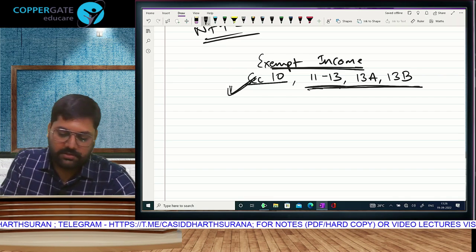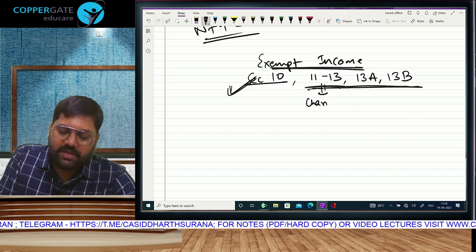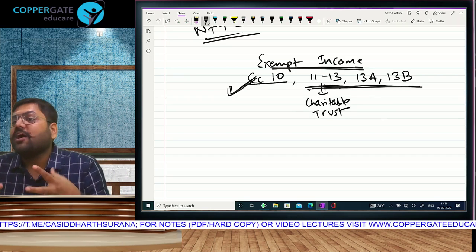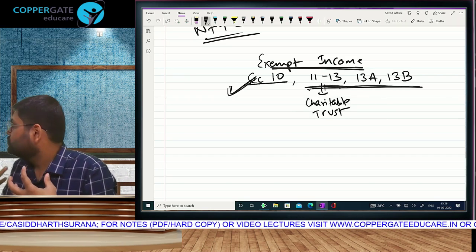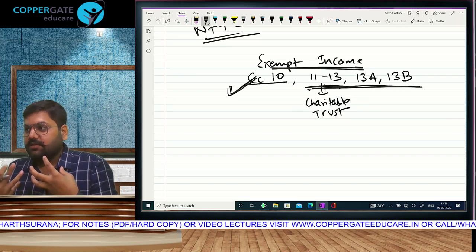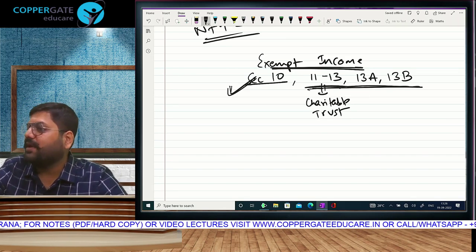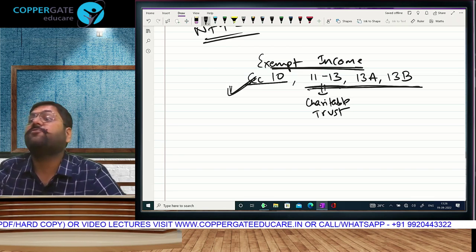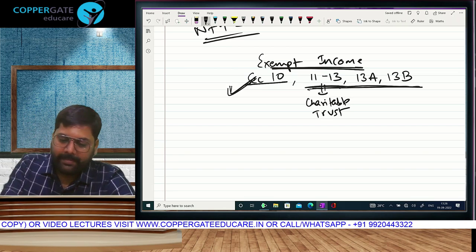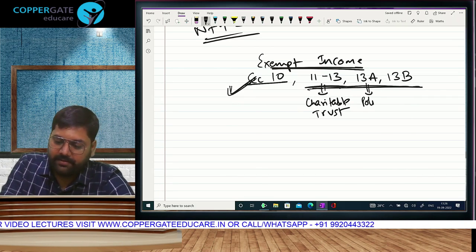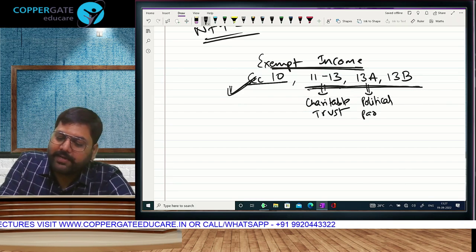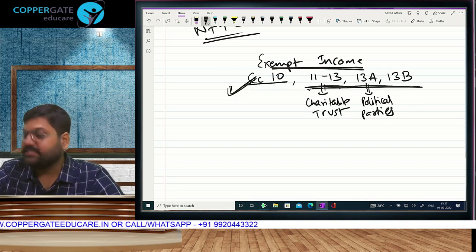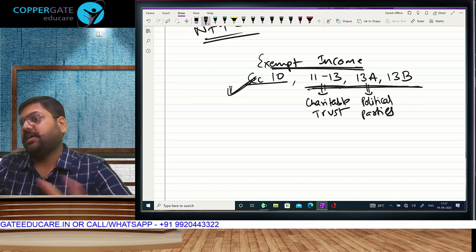Because exemption is given to charitable trusts. Charitable trust, ऐसा नाम सुन के गरीबी comes from the name itself. With the name you can understand that they will be getting some tax concession compared to other people. That's given from section 11 to 13. Next, political parties in our country will get tax exemption. Income tax exemption. Vaise, this is general knowledge, not income tax.